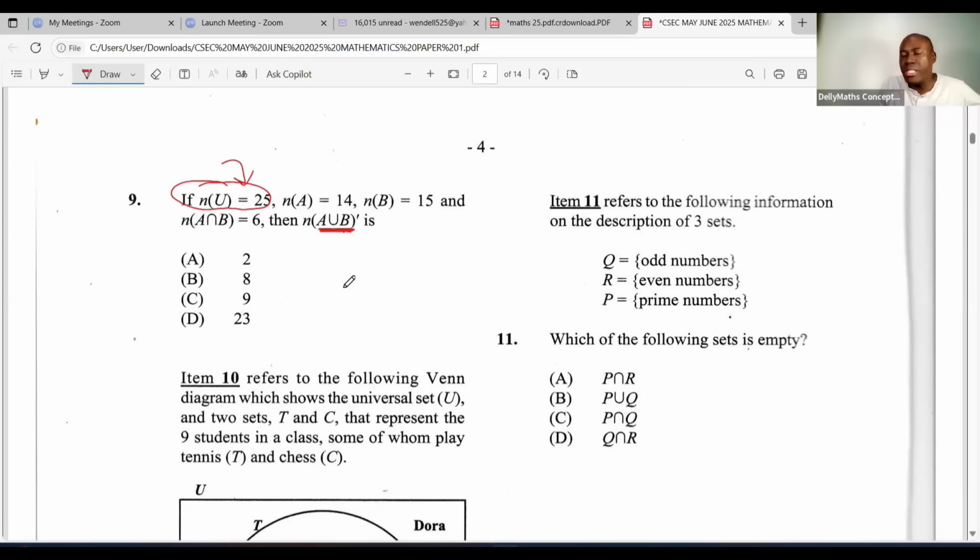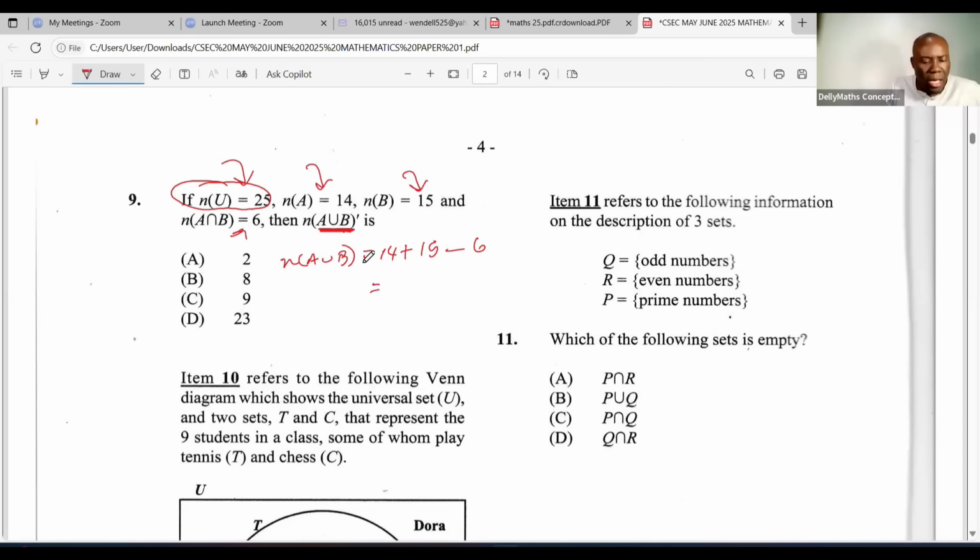And what they want you to do is to find the complement of the union. So you could find the union first, and then you will understand what is outside of the union. So let us find the union first, all right? The number of elements in the union, you could look at it like this. The number of elements in the union is 14, which is the number in A, plus 15, which is the number in B, and we subtract the intersection, which is 6. So that's about 29, right?